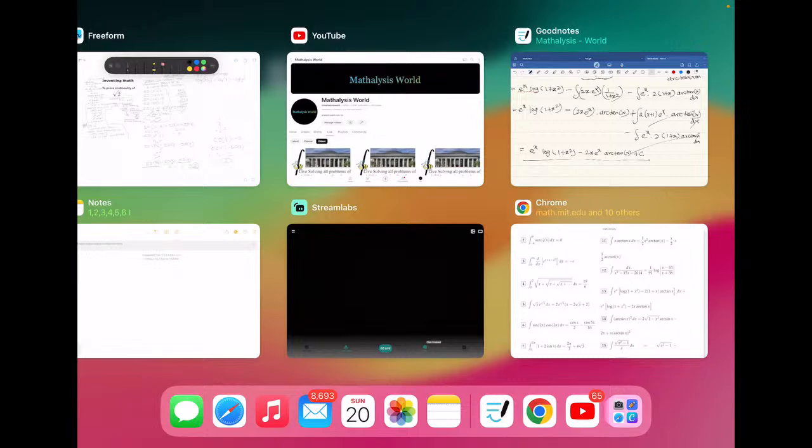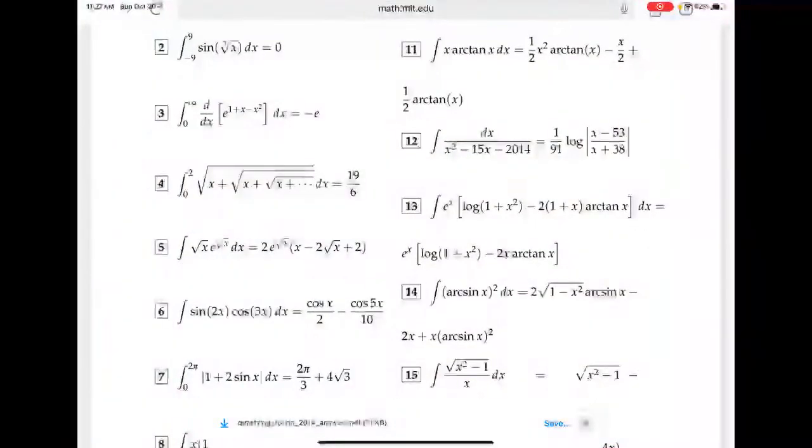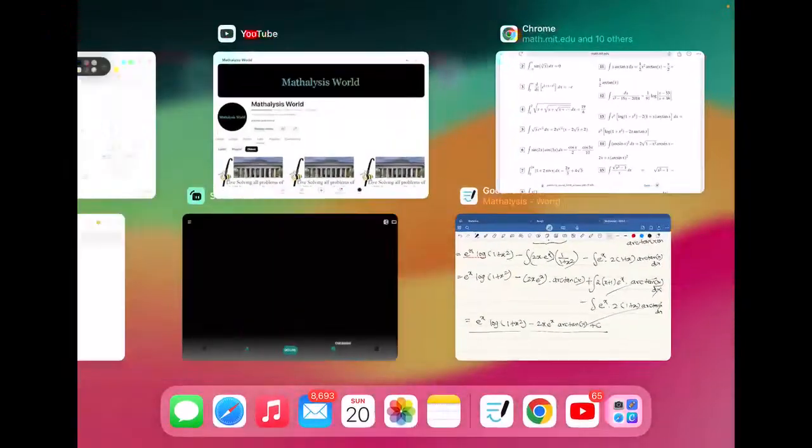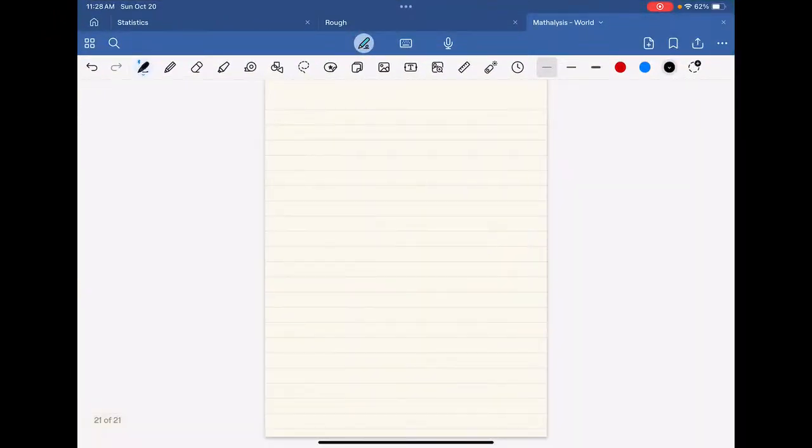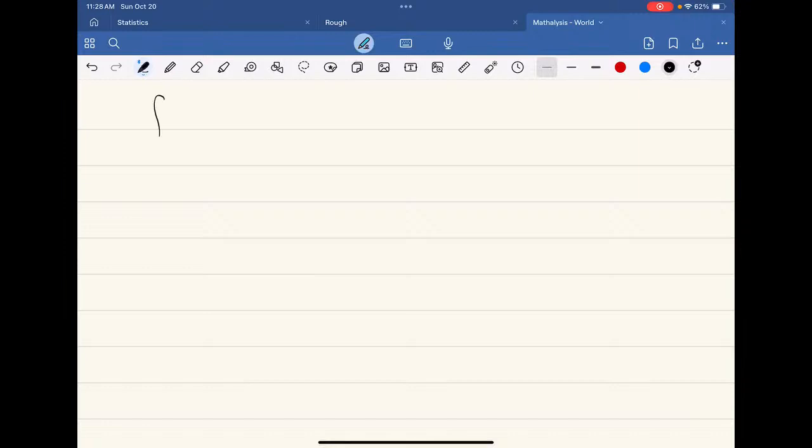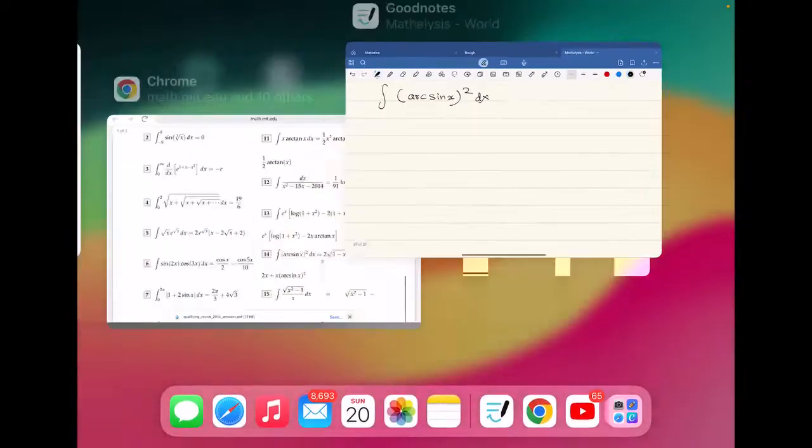The next one is the integral of arc sin x square dx. Now let's try to solve this problem.